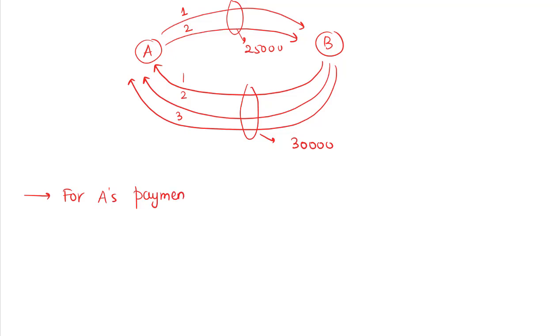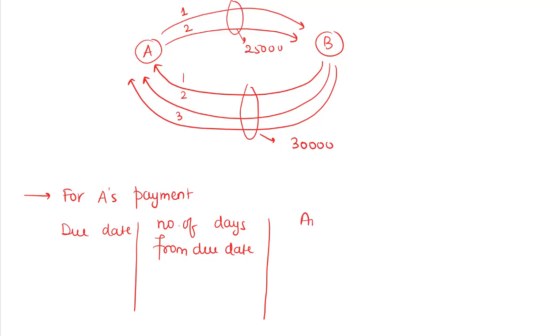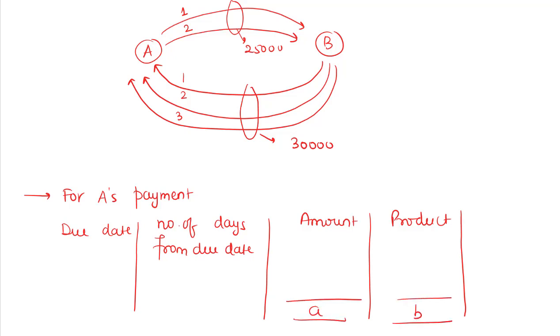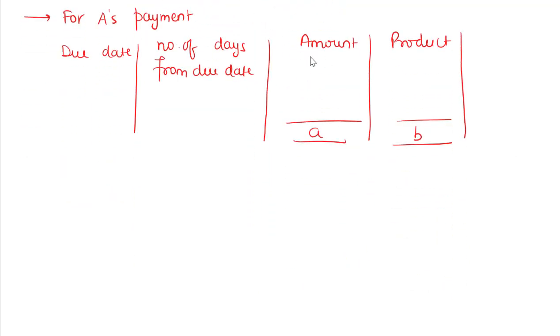For A's payment, how will we do the calculation? Due date, number of days from due date, amount, product. Total of amount, total of product. Total of amount is termed as A over here and total of product is termed as B over here.